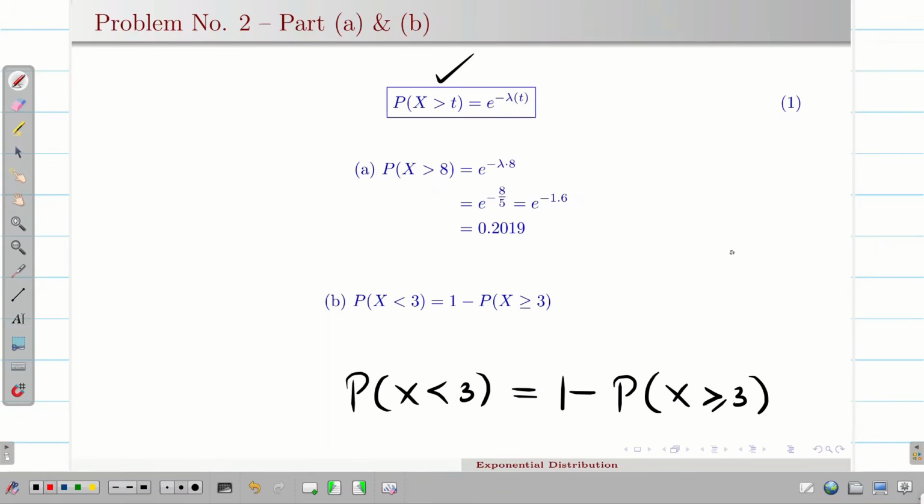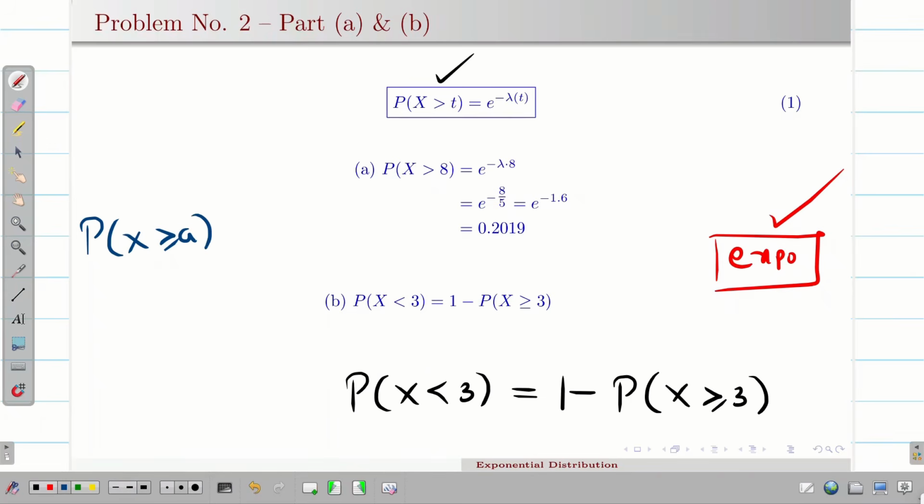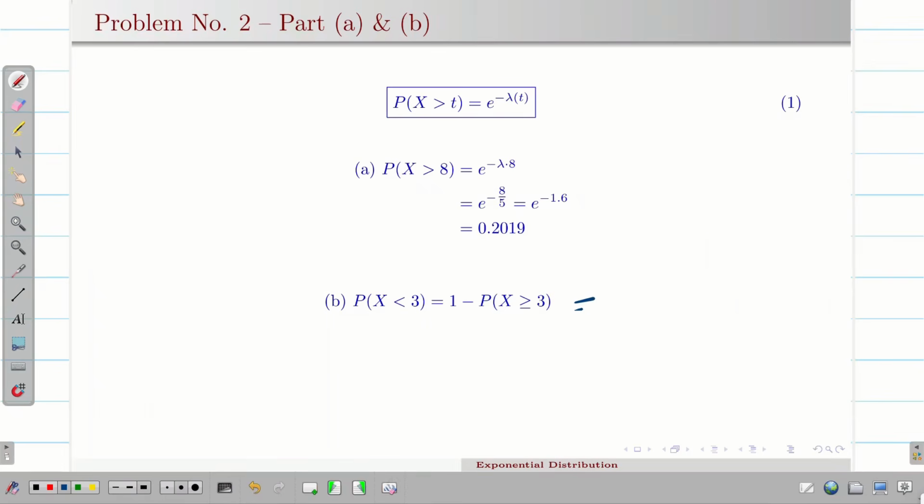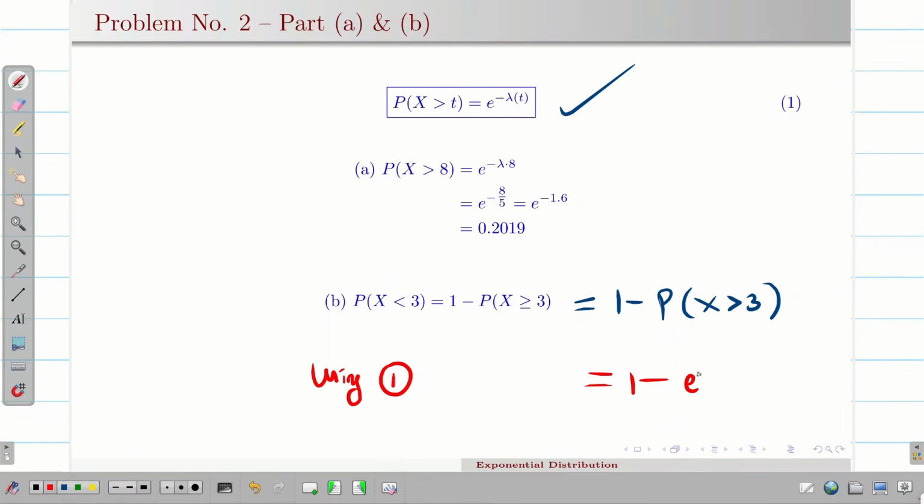And the distribution we choose is exponential distribution. It is continuous. In continuous distribution, we know probability of x greater than or equal to a is always equal to probability of x greater than a, because we know the result, probability at a particular point a in continuous distribution is always 0. Therefore, 1 minus probability of x greater than or equal to 3, I can write it as x greater than 3. Using equation 1, we can write this as 1 minus e power minus lambda into 3.